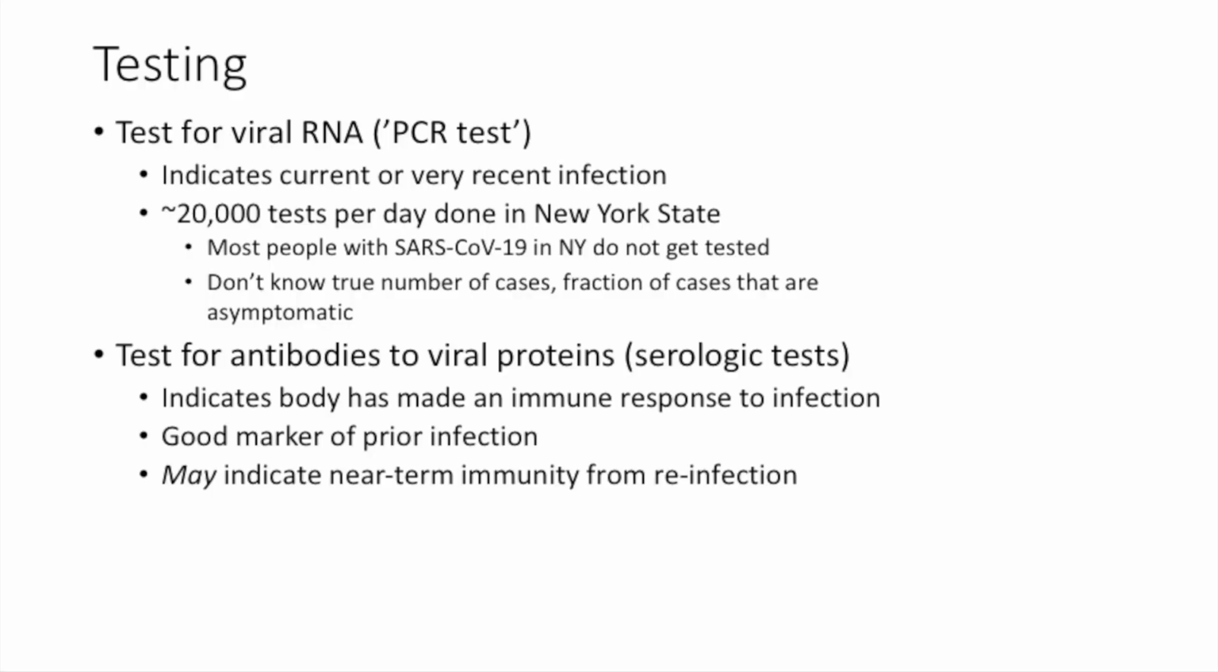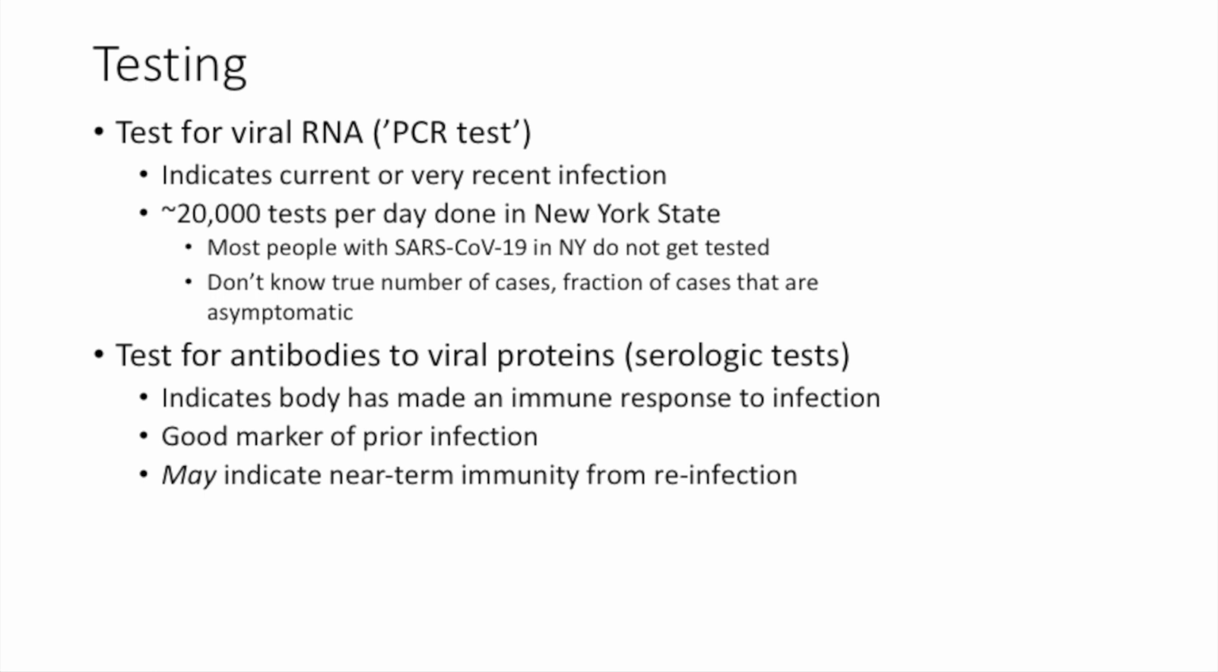So in testing, there are two important types of tests that relate to this infection. The first is a test for RNA from the virus, and this indicates current or very recent infection with the virus. About 20,000 tests are being done every day in New York State. Most people, as I mentioned previously, who are infected do not get tested unless they need to go to the hospital, at which time they're much more likely to get tested. As a consequence, we don't know the true number of cases, only how many people got tested and how many were positive.